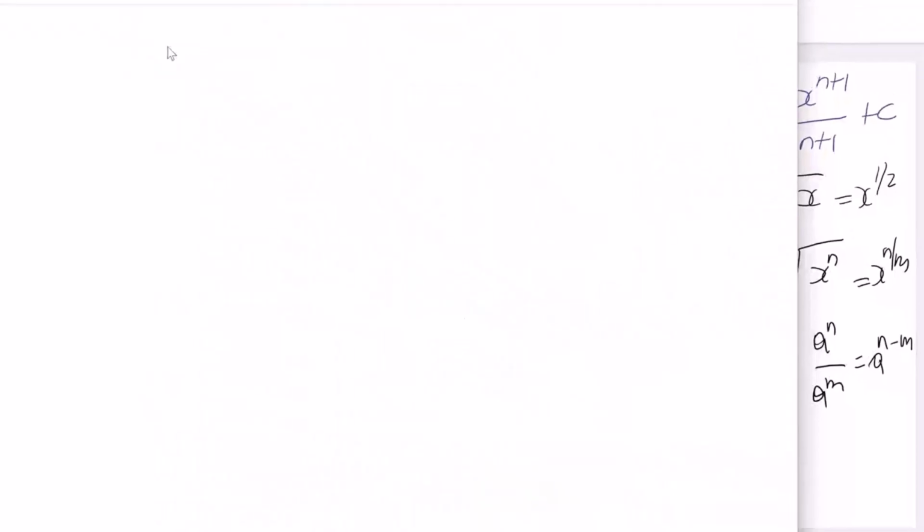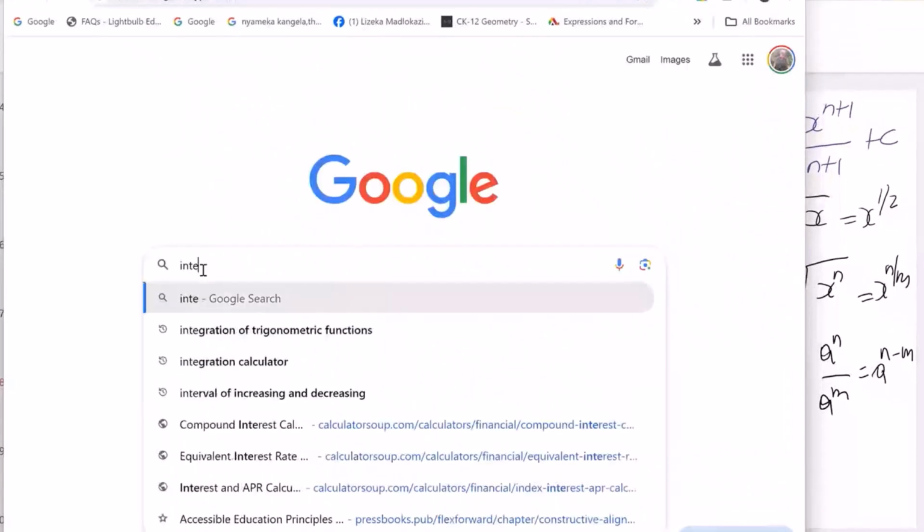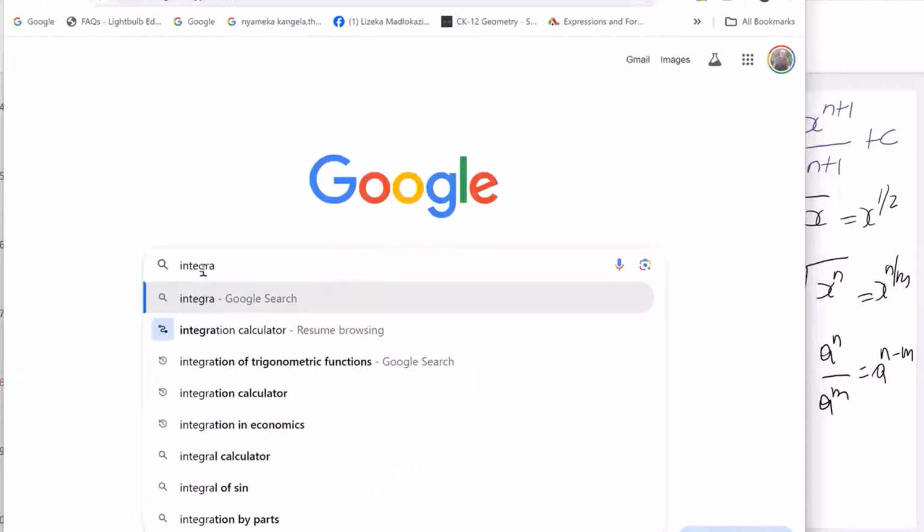Go to Google and check in case you did not get the answer. Go here and say integration calculator. Calculator integration is an AI tool.